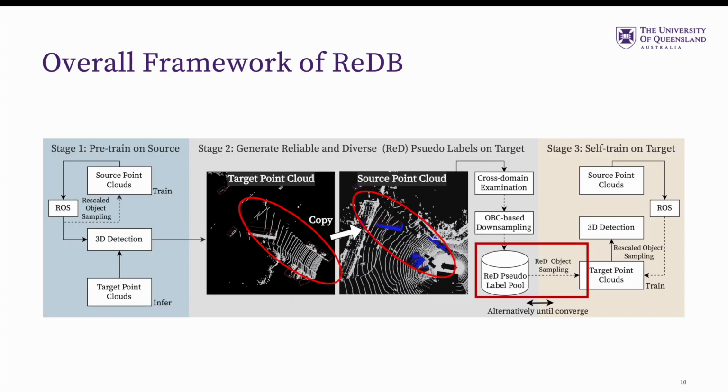The proposed ReDB follows a three-stage framework. In Stage 1, we pre-train the 3D detector on the source. In Stage 2, we generate pseudo-labels and utilize the CDE and OBC-based downsampling to obtain a set of pseudo-labels containing reliable and diverse objects. In Stage 3, we augment target point clouds by injecting those high-quality objects in a class-balanced manner for self-training, and Stages 2 and 3 alternate until training converges.